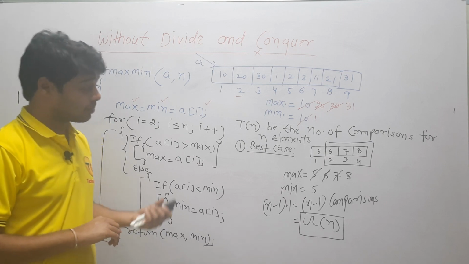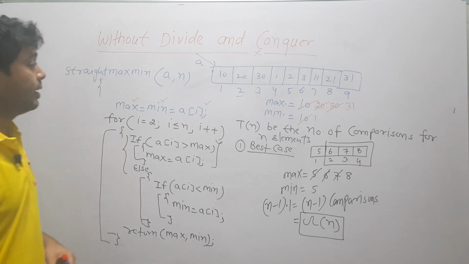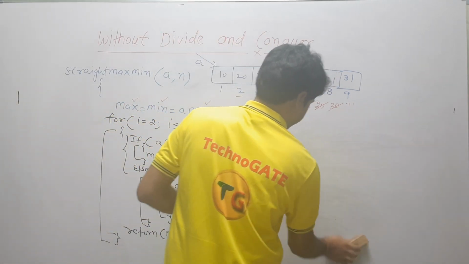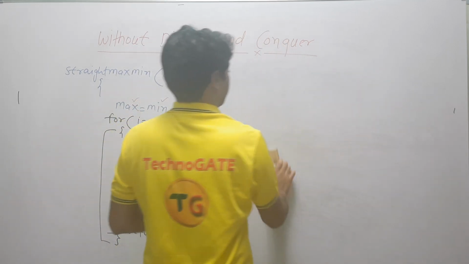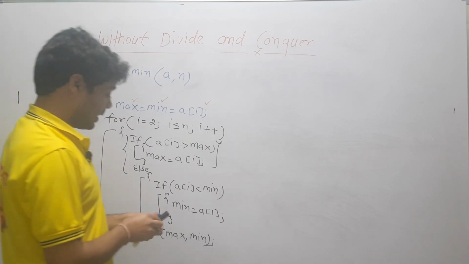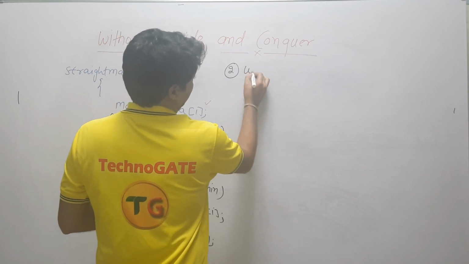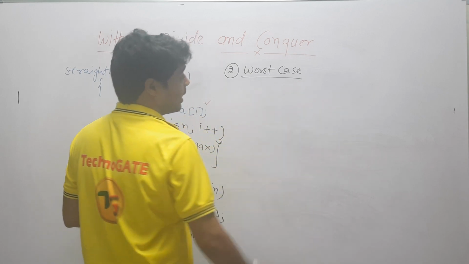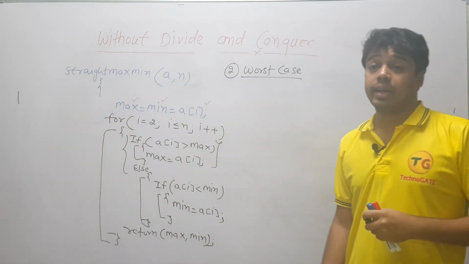Now check the worst case time complexity. Let's check the worst case. The worst case will arise when the input is already reversely sorted.